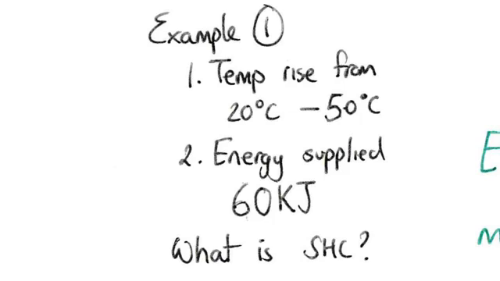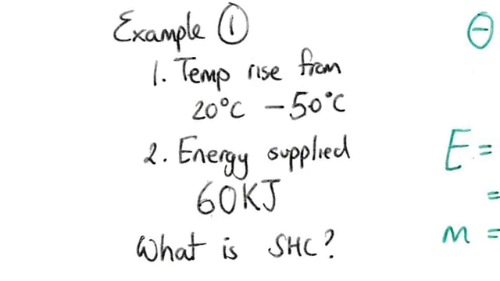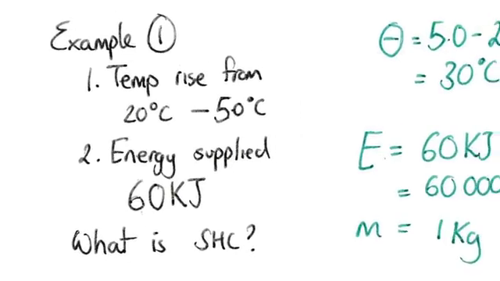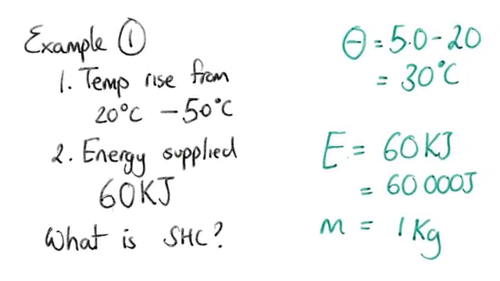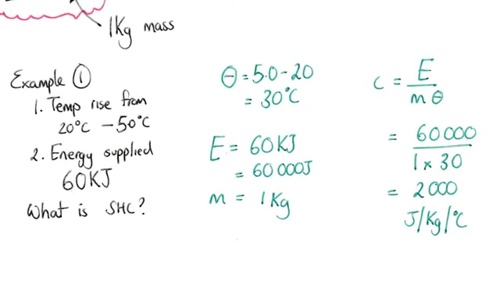So write down the quantities of E, m, and theta. Your theta should be 30 degrees because it's gone from 20 to 50. That's a change of 30 degrees. You may have been caught out by 60 kilojoules. Kilo means 1,000, so that's 60,000 joules. And of course the mass is 1 kilogram. Stick those values in the formula, and you end up with an answer of 2,000 joules per kilogram per degree C.